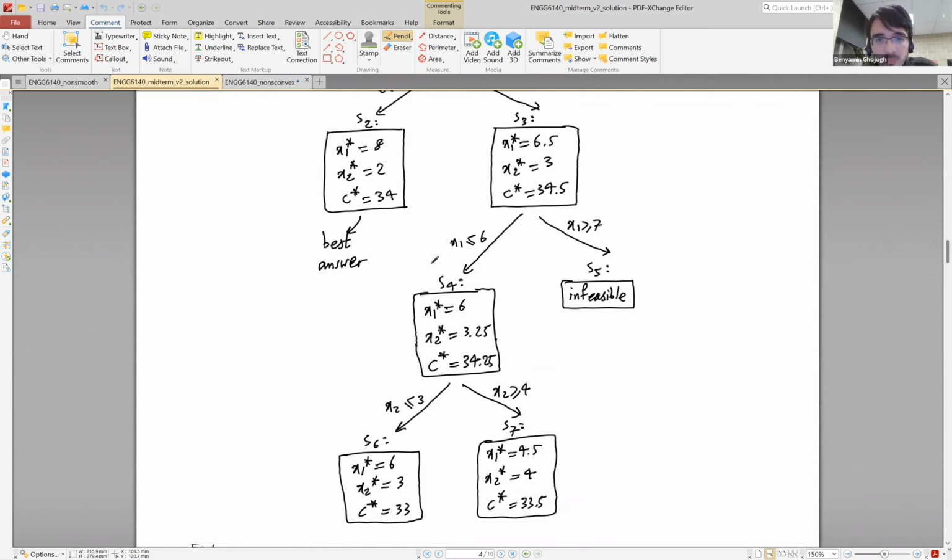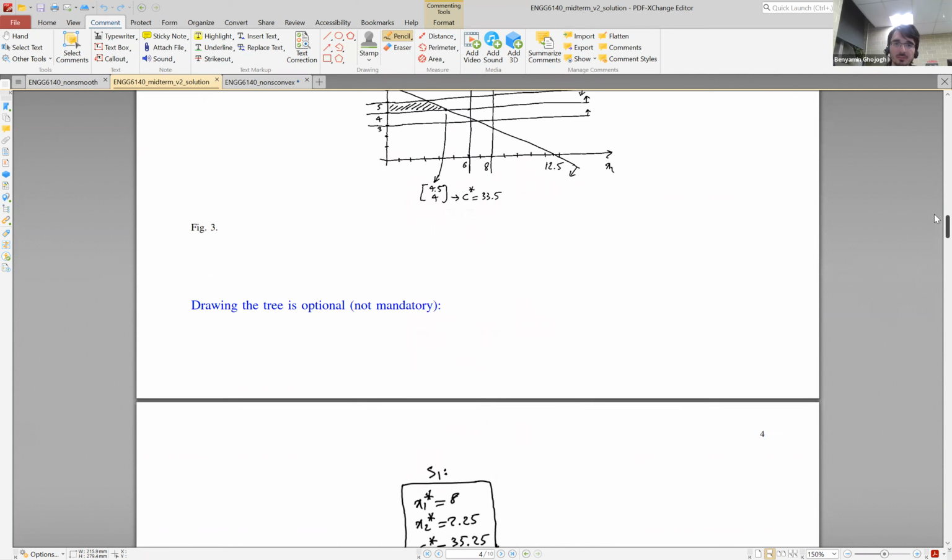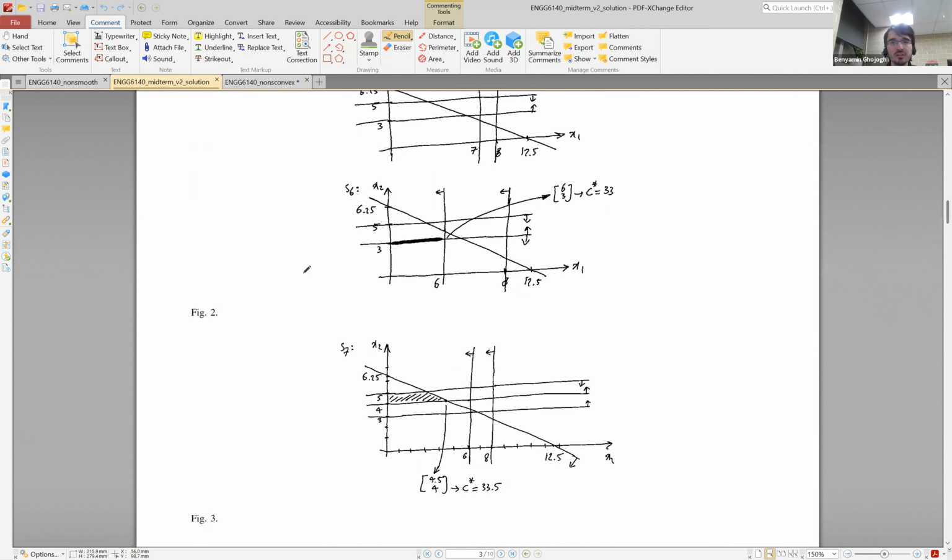Sub problem 5 and sub problem 4, its solution is x1 star equals 6, x2 star equals 3.25, and c star equals 34.25. Again, we can split sub problem 4 into sub problem 6 and 7 by saying that x2 is less than 3 or x2 is greater than 4. And I'm showing their visualizations here in these two figures.